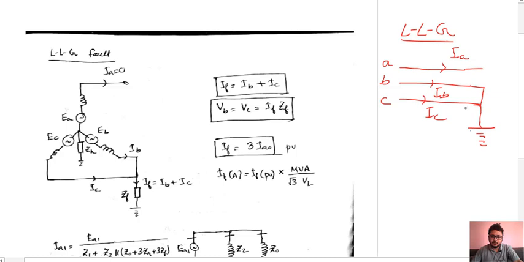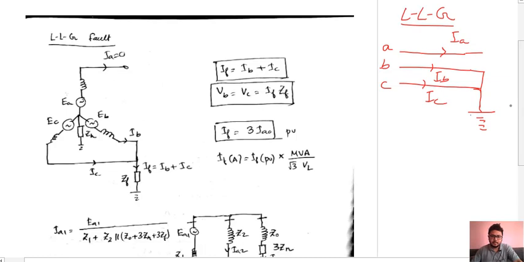Now see, when the fault occurs, what will happen? As we know, when faults occur, the impedance part becomes zero. That means short circuit. When a short circuit occurs, the path for the flow of current becomes negligible, so current can easily flow. So here IB as well as IC is going to flow.